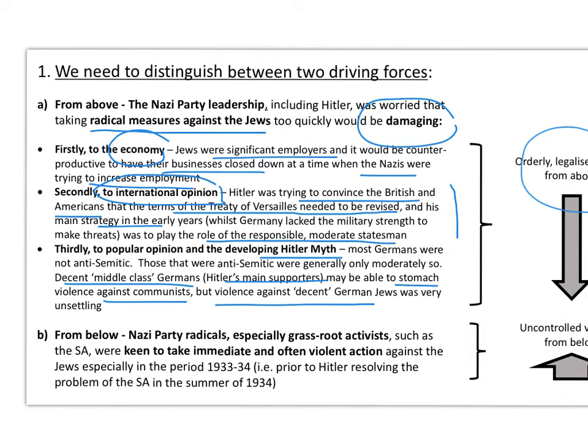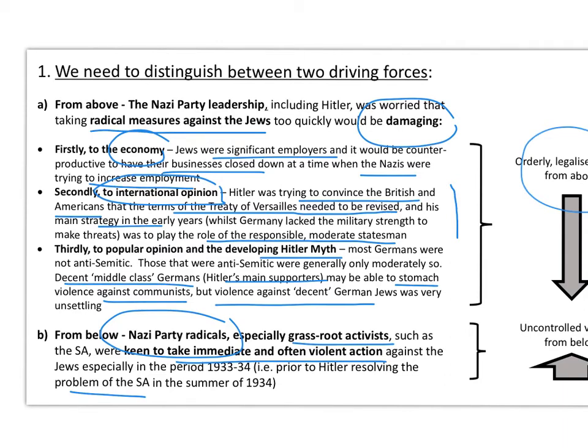But at the same time, you've got the party, the radicals, the grassroots activists, the people who joined the party from the early 1920s, and they dislike Jews intensely, and so they want action to be taken against Jews. They want immediate action. And of course, they often are uncontrolled, and so in particular the SA, when they were out storming the streets in early 1933, attacking communists, the violence would often overspill because they hated German Jews, and so they would kick and beat up German Jews on the streets. And Hitler needs that energy, but that energy needs to be controlled.